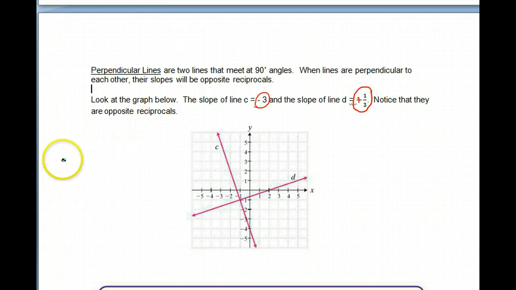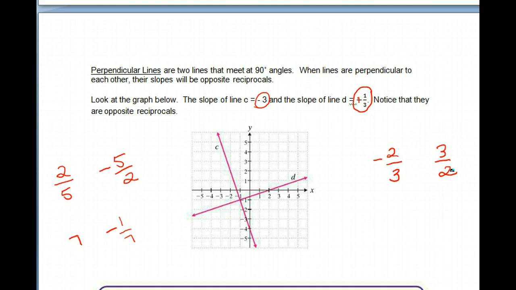Okay, so examples of other opposite reciprocals, if one of the slopes was 2/5, the opposite reciprocal would be -5/2. So one will be positive, one will be negative, and then we flip the fraction. If one of the slopes was 7, the other one would be -1/7. If one of the slopes was -2/3, the opposite reciprocal would be +3/2. That's what we have going on there with perpendicular lines. We take the opposite and we flip the fraction.